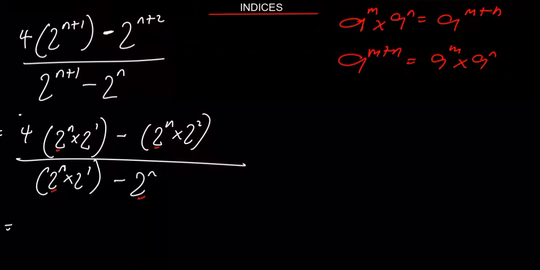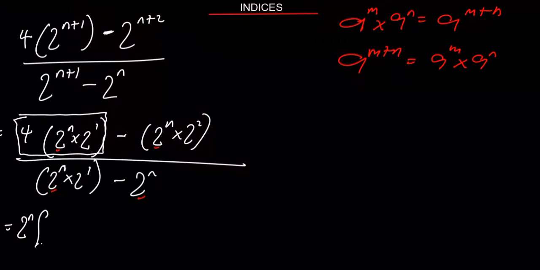Look at this part. If I factorize 2 raised to power n out, I'll be having this side only. I'll be having 4 and 2 left, and that's 4 times 2, and that is 8 left. Do you get that? If I remove 2 raised to power n out, I'll be left with 4 times 2, and that's 8. Minus, if I remove 2 raised to power n here, I'll be left with 2 raised to power 2, and that is 4.